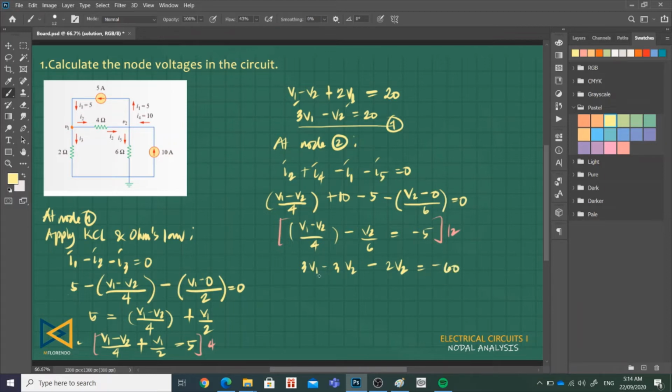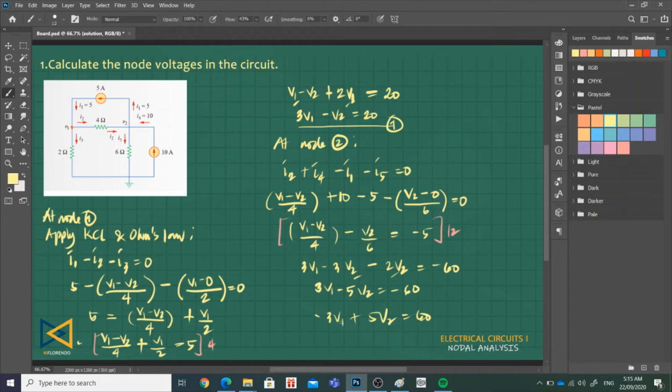And combine like terms: 3V sub 1, negative 3 minus 2 is negative 5V sub 2 equals negative 60. Kapag minultiply mo ito ng negative 1, nakakuha ka ng negative 3V sub 1 plus 5V sub 2 equals 60.